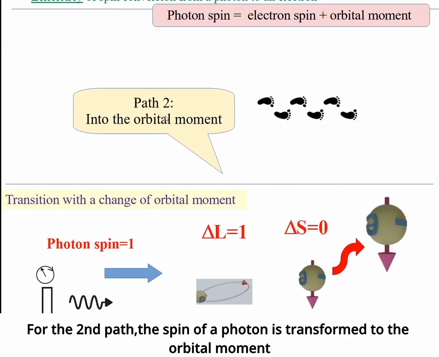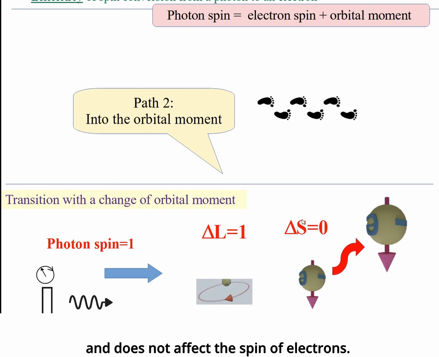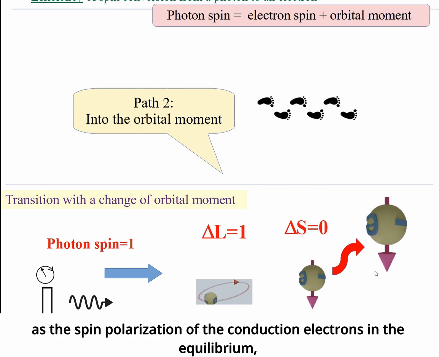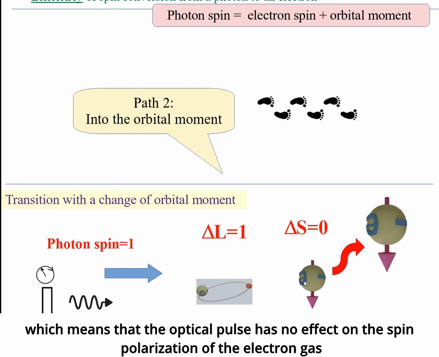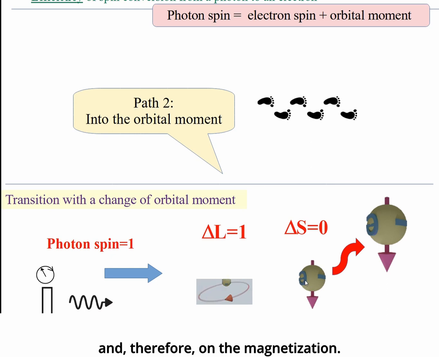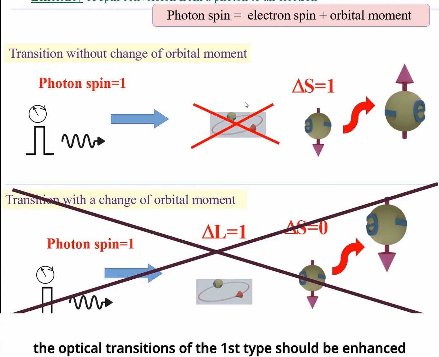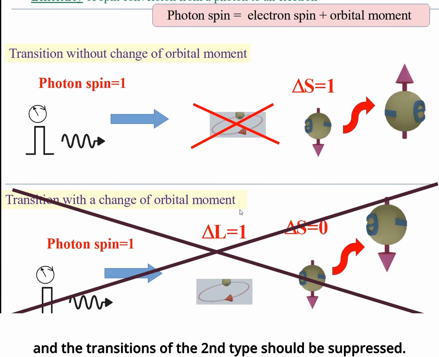For the second path, the spin of the photon is transferred to the orbital moment and does not affect the spin of electrons. As a result, the spin polarization of photoexcited electrons remains exactly the same as the spin polarization of conduction electrons in equilibrium, which means that the optical path has no effect on the spin polarization of the electron gas and therefore on the magnetization. In order for the all-optical magnetization switching to become effective, the optical transition of the first type should be enhanced and the transition of the second type should be suppressed.